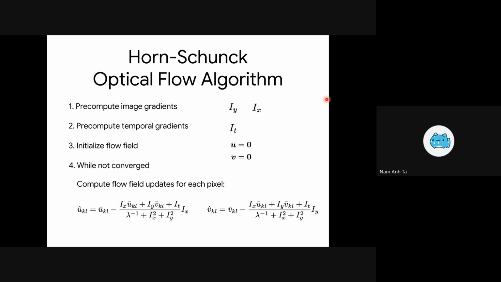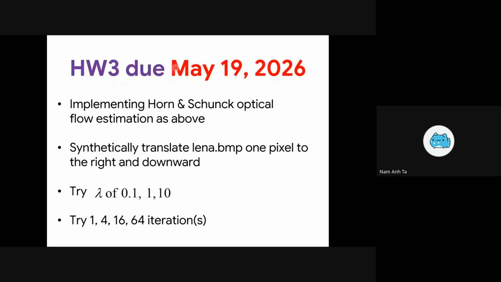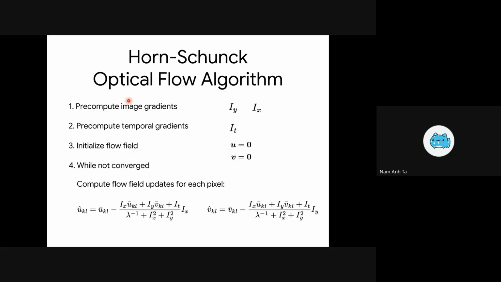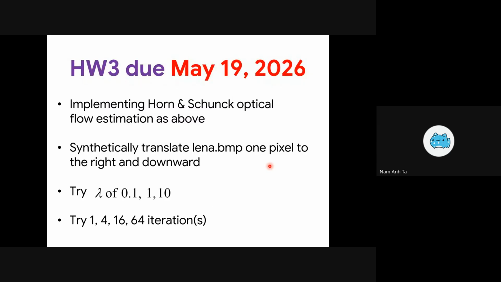And by using this Horn-Schunck algorithm, you can use it for homework 3. A thing to remind you is that homework 3 was just released on NTU Cool, and it is due in 2 weeks. So you will basically have 2 weeks to solve this problem. In this homework, you will implement this Horn-Schunck optical flow estimation using the steps right here. In this assignment, you will use the Lena image, and you will implement the Horn-Schunck optical flow estimation.